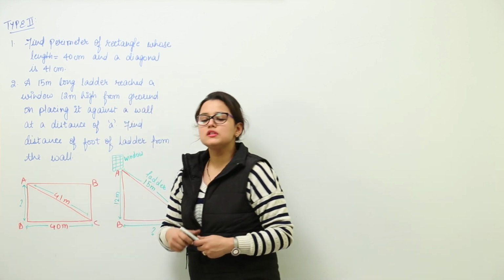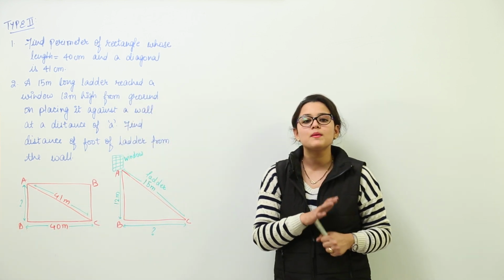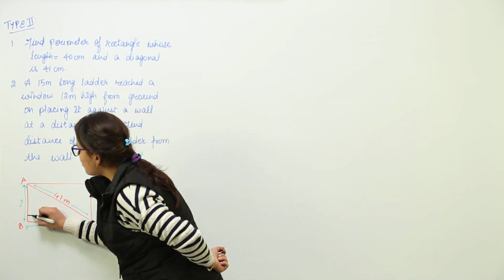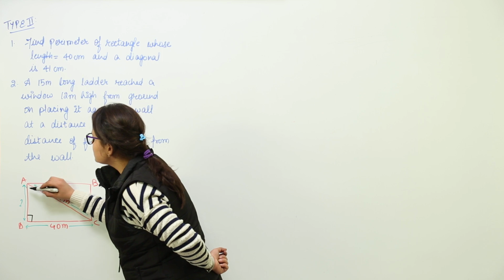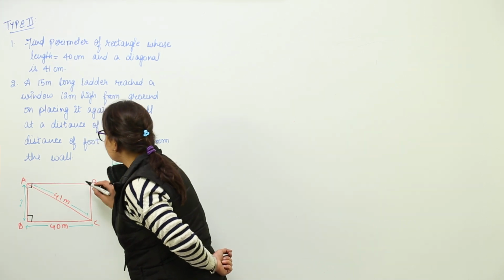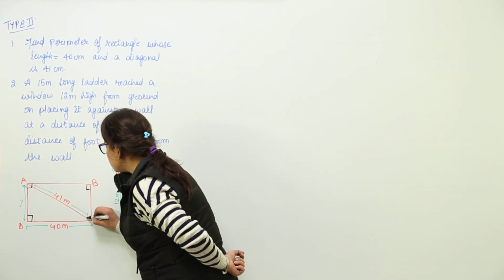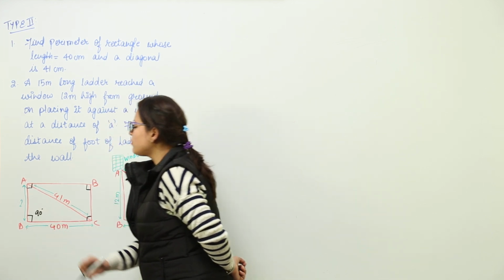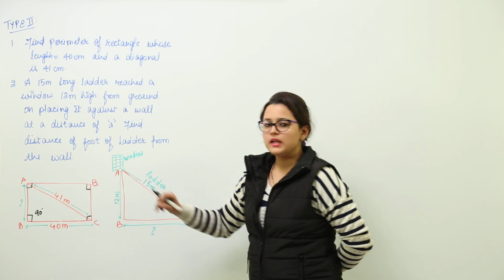As I discussed with you one of the properties, which was the Pythagoras property. Pythagoras property was valid only for the right angle triangles, and we are aware that a rectangle has all the angles equal to 90 degrees only. Therefore, we can apply that property for the triangle ADC.